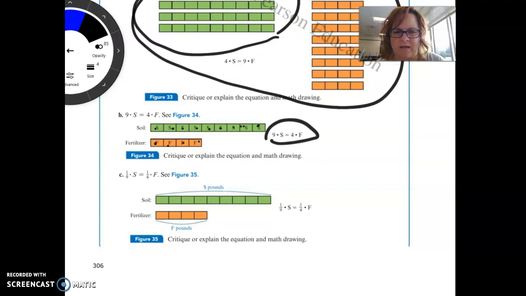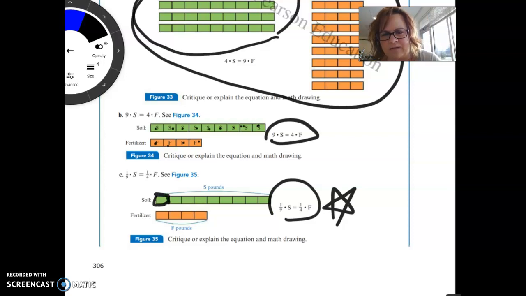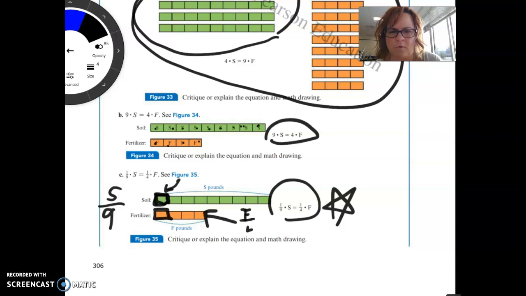A 9th times S is equal to a 4th times F. That is correct, because what we're saying here is one of these is equal to one of these. And we know that that's correct. We're not talking about the whole thing, right? We're only talking about this little piece, because we know that this little piece right here is going to be named soil S ninths, or 1/9 S. And this little piece is going to be labeled fertilizer fourths, or 1/4 F. And so since we have a ratio here, we know that each of these pieces are going to have the same value.